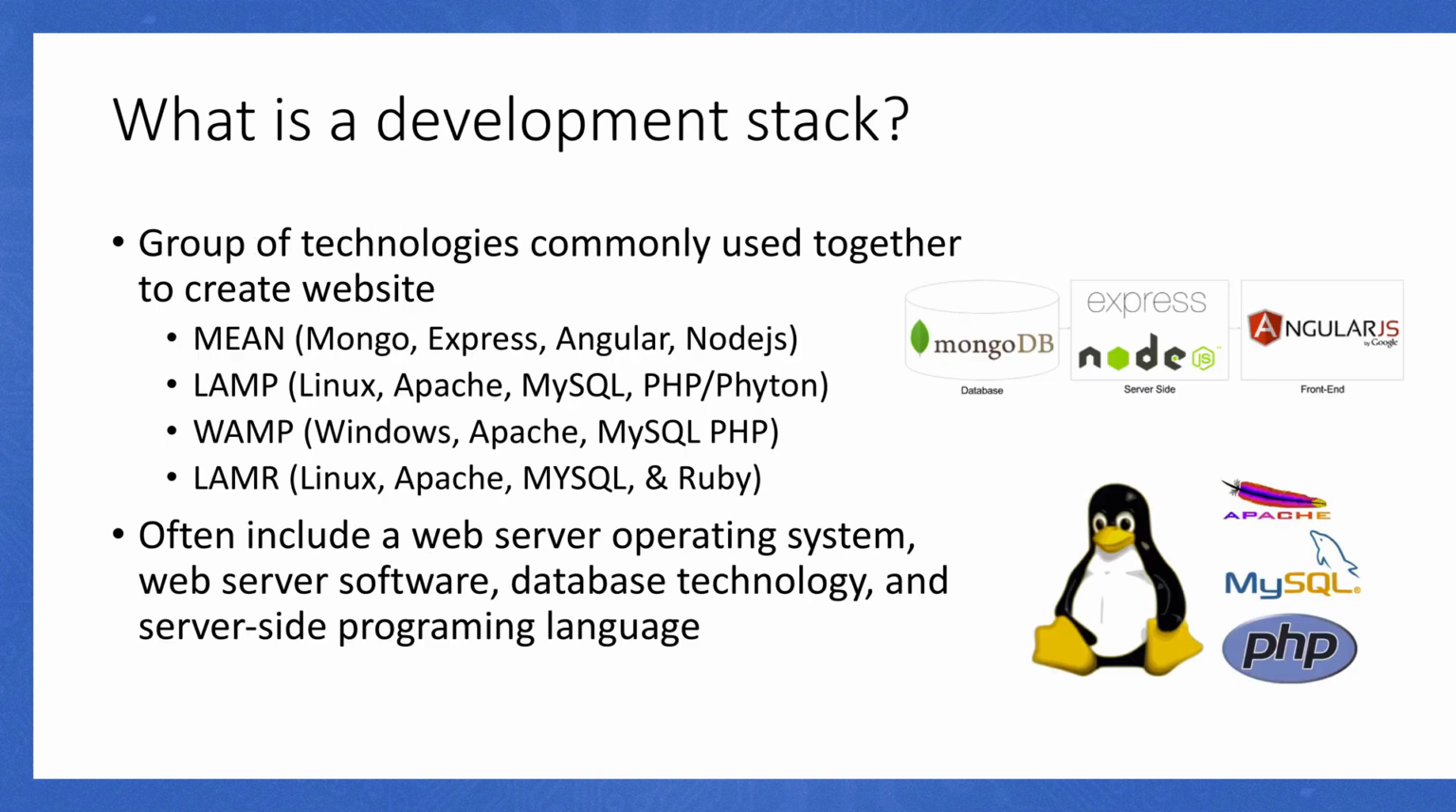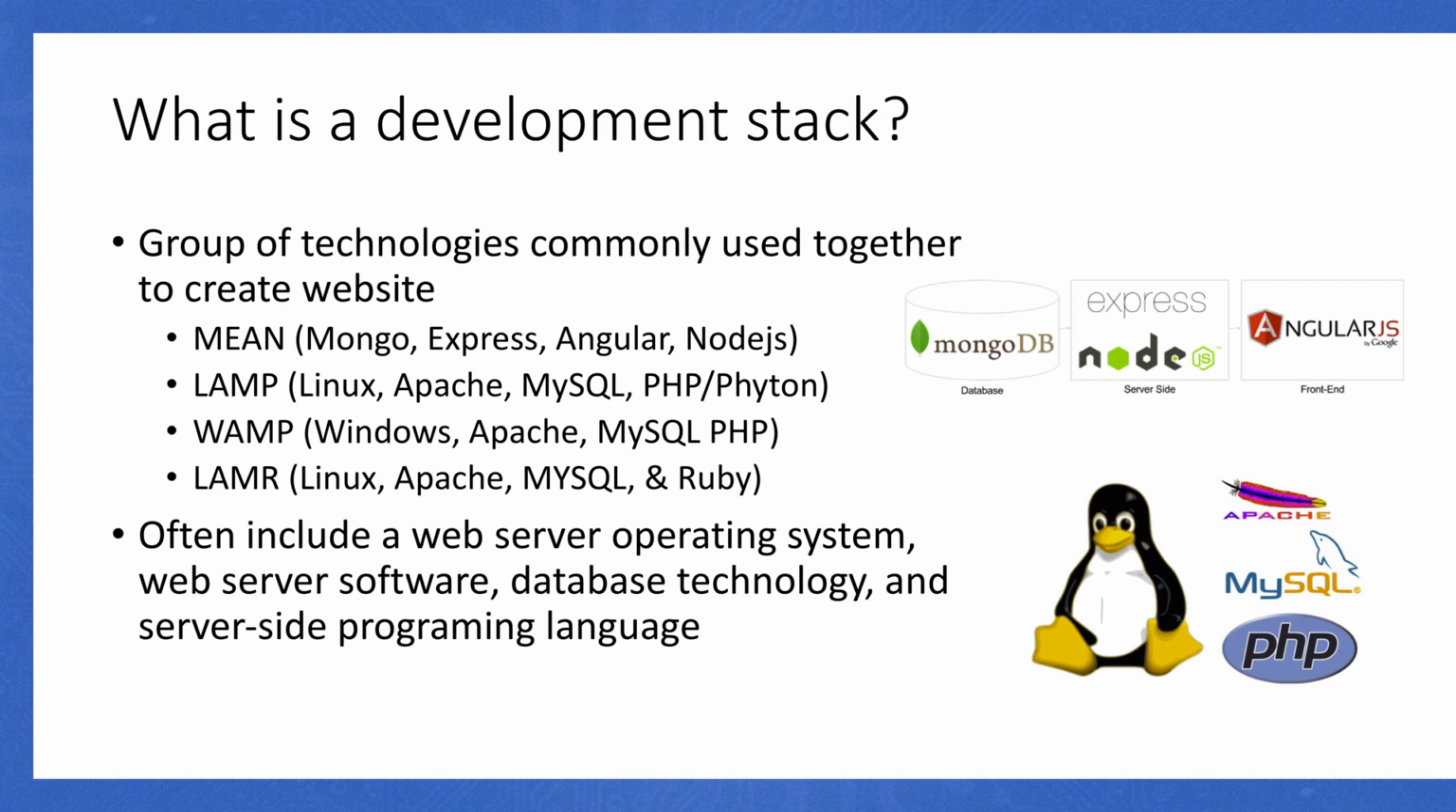What's a web development stack, you might be asking? Well, it's essentially just a group of technologies that's used to create a website. So common bundles include Mongo, Express, Angular, and Node, also known as MEAN. There's Linux, Apache, MySQL, and then PHP or Python, which is LAMP. Windows, Apache, MySQL, and PHP is WAMP. And then Linux, Apache, MySQL, and Ruby is LAMAR.